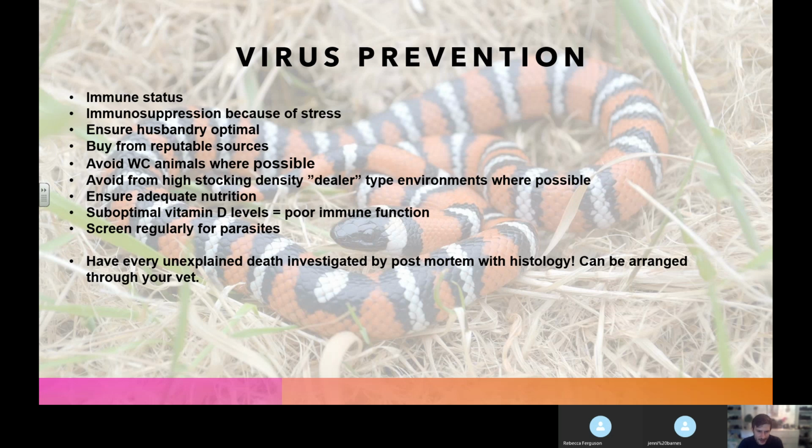And if ever you have an unexplained death in your collection, try and work out what the cause of death was. If you take your animal to your exotic vet, they will be able to do a post-mortem. Ideally you want a post-mortem with histology as well, because the best pathologist in the world cannot see inclusion bodies with the naked eye. So have the post-mortem done and then have samples of different tissues sent for histological examination, and that can all be arranged by your vet.